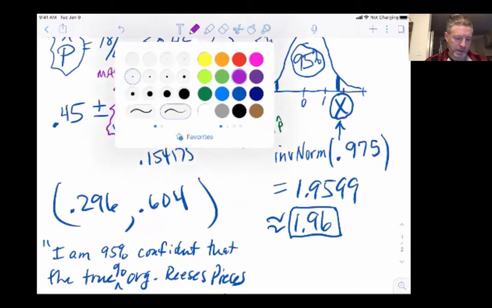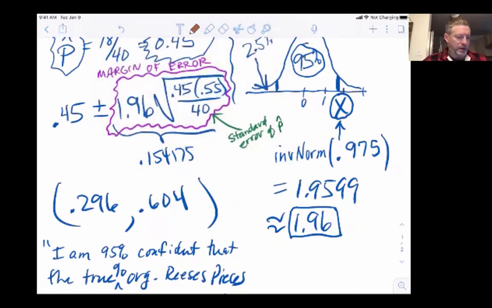And then one last thing that I will point out is the 1.96 number. This number, which was almost 2, is called the critical value.